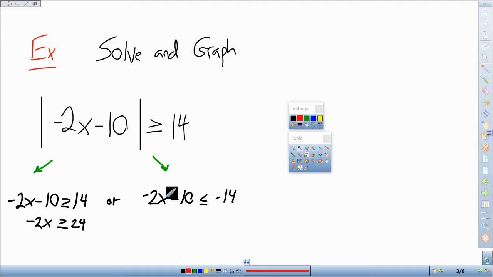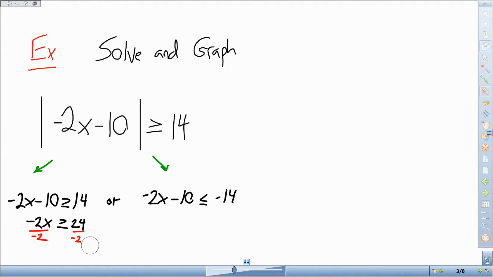Okay, I'm actually going to write this one out because if you remember, we have this negative 2 being multiplied. We know we need to divide by a negative 2, right? But that's one of our rules where we have to flip the inequality. If you ever multiply or divide by a negative number, we have to flip that inequality. Okay, so we get x is less than or equal to, looks like, negative 12.